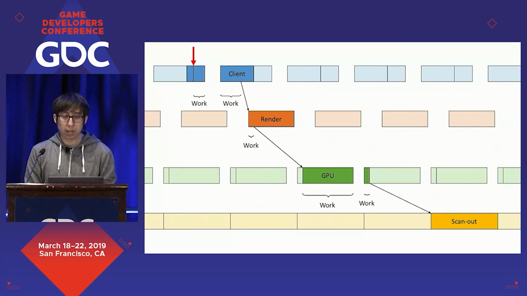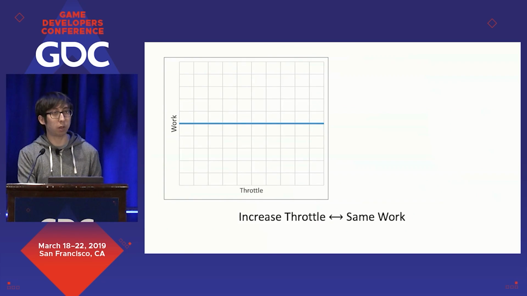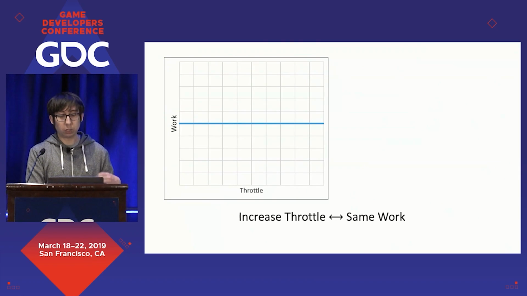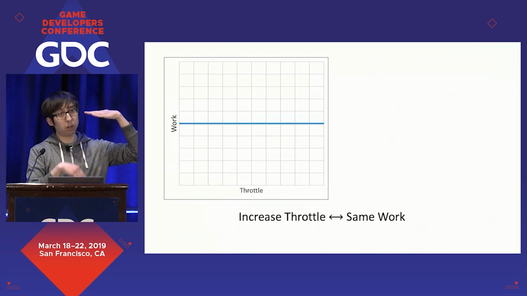Okay, but let me step back for a second and ask, why do we have to go through the process of identifying every source of work and slop in the engine? The key benefit is that it makes predicting the slop for a given throttle much simpler. So given a static frame, increasing the throttle makes work for throttle a flat line.